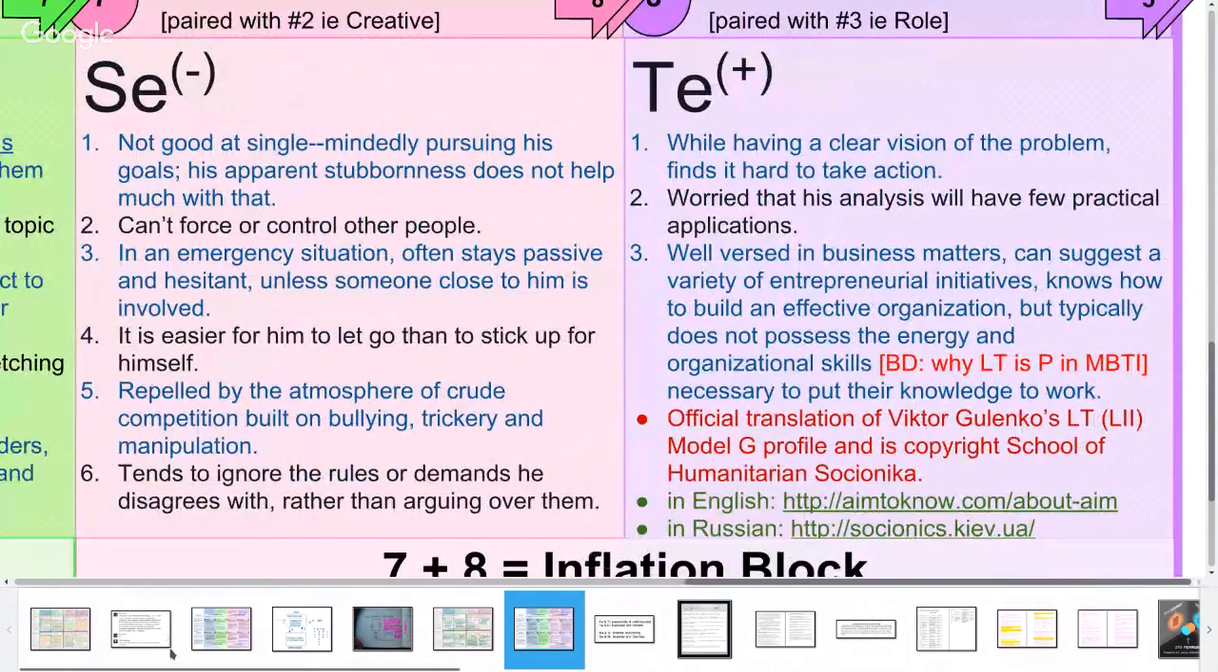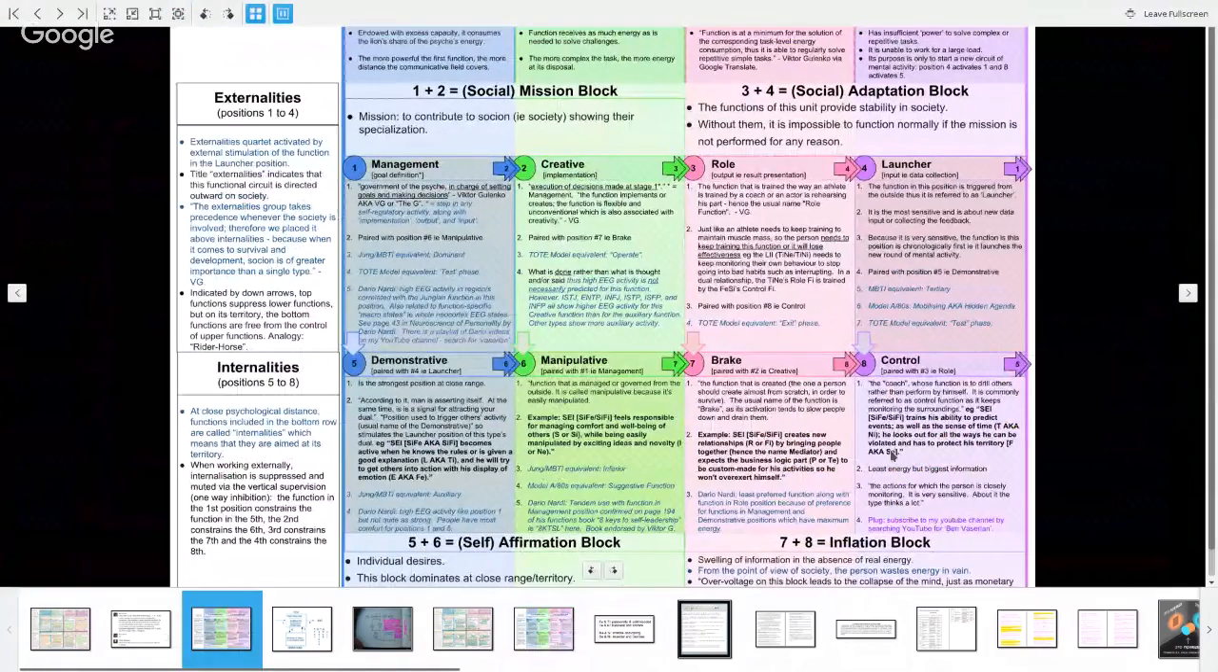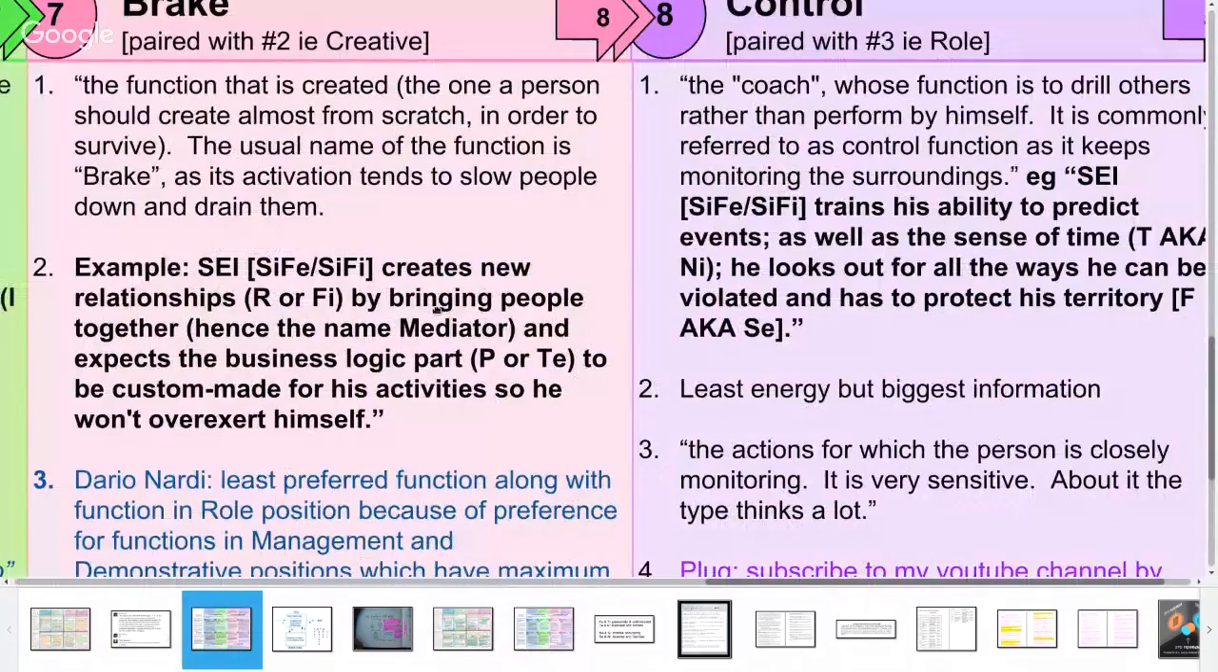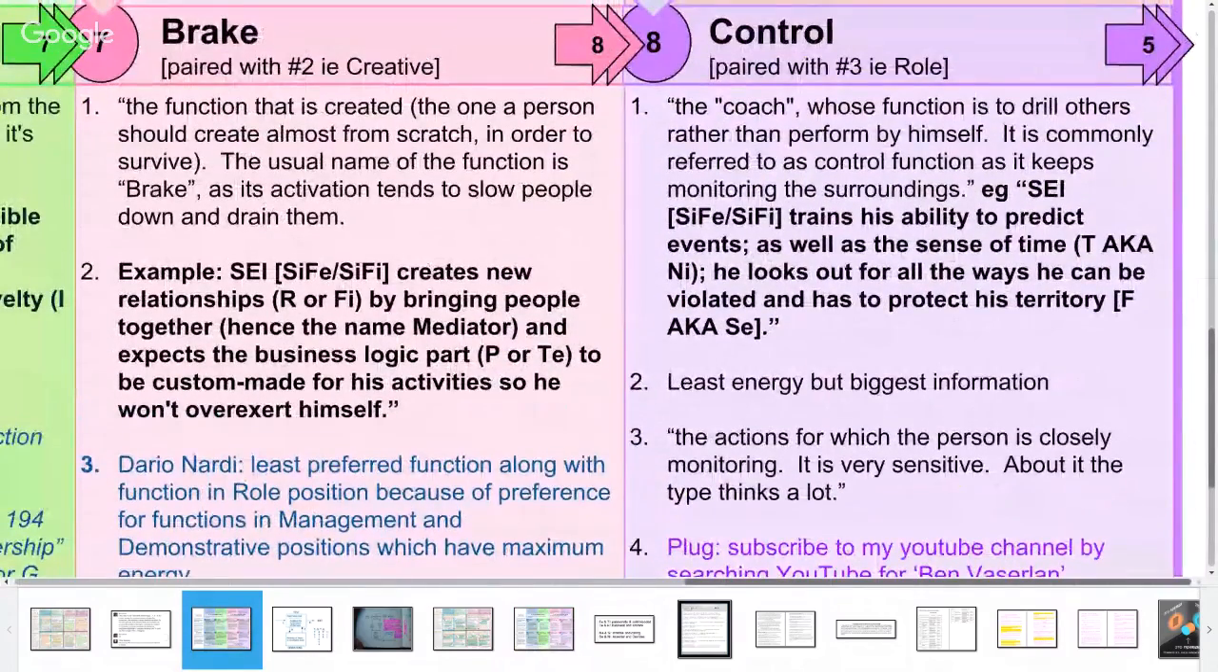Right, so let's now go to the final block, the control block. The coach, whose function is to drill others rather than perform by himself. It is commonly referred to as control function as it keeps monitoring the surroundings. E.g., SIFX trains his ability to predict events as well as sense of time. He looks out for all the ways he can be violated and has to protect his territory.